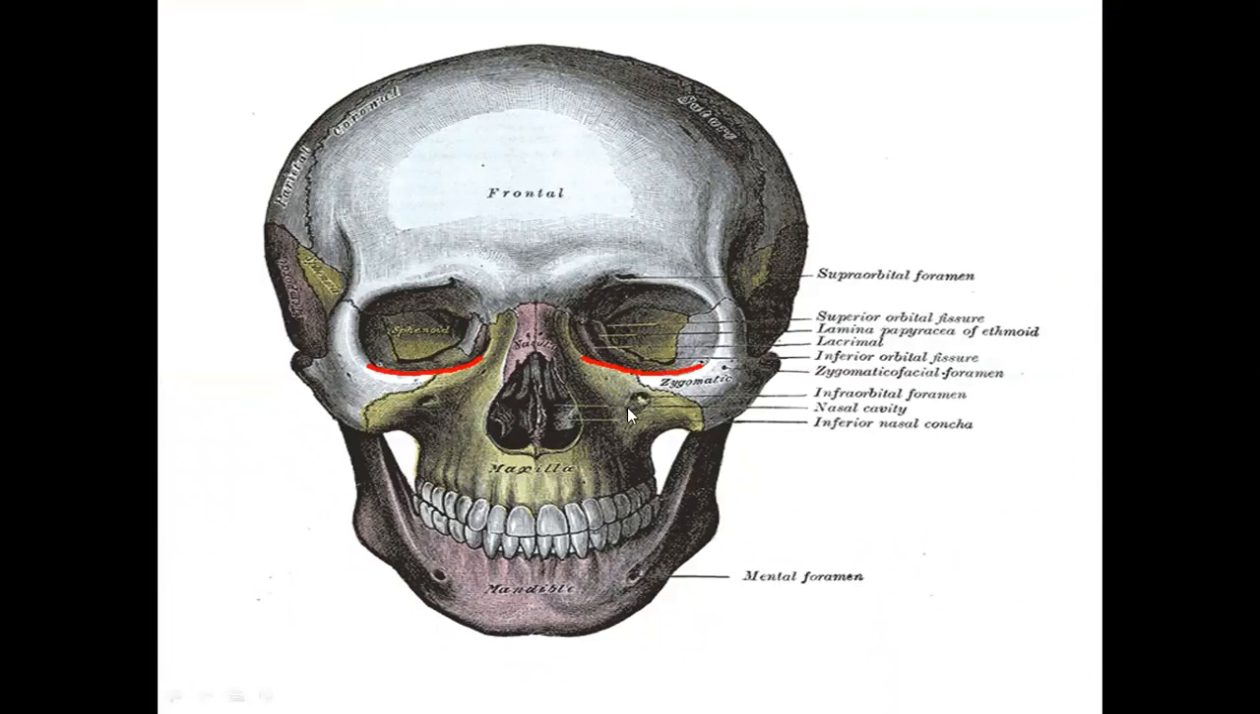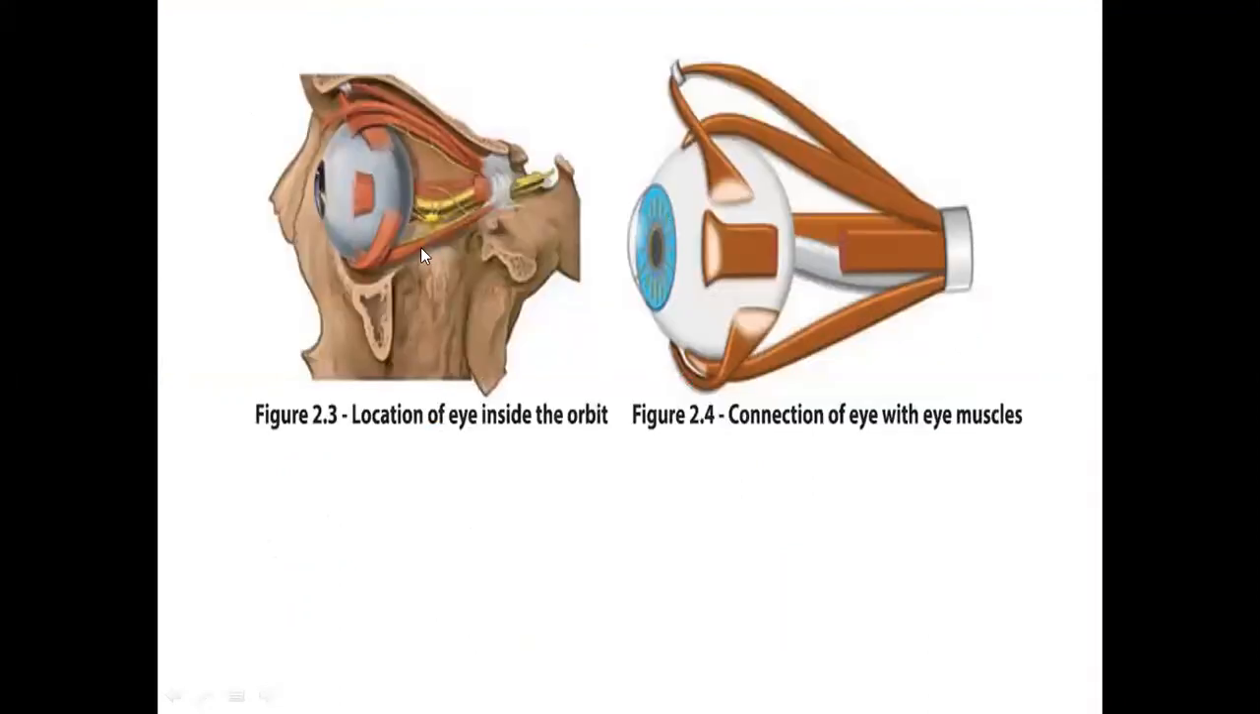So this is the human skull. In the human skull you will see the orbits. Inside the orbits, you will find your eyes. In the first diagram, you can see that your eye is embedded inside this orbit, and there are a few muscles connecting your eye with this orbit. These are known as the eye muscles.